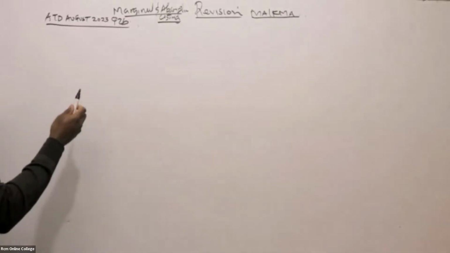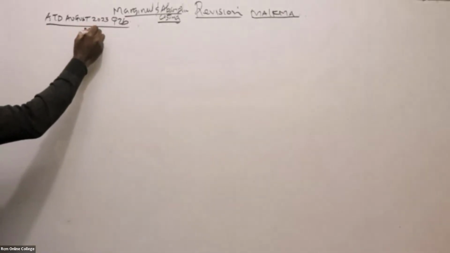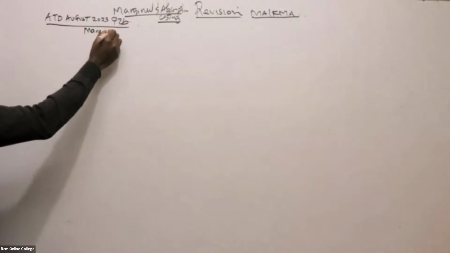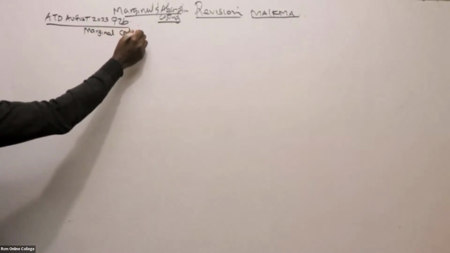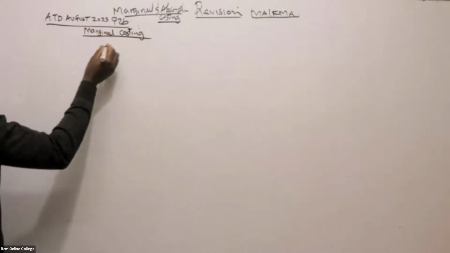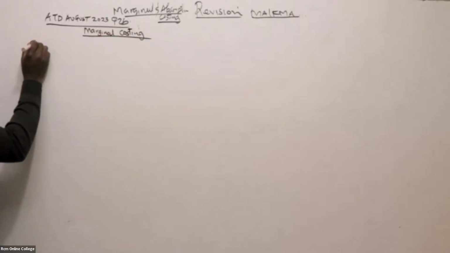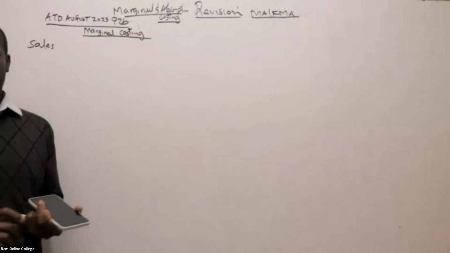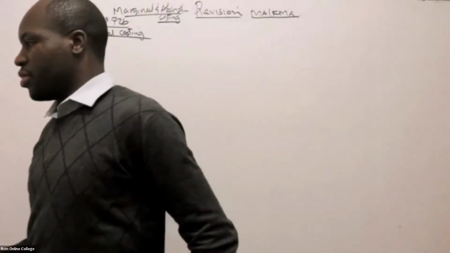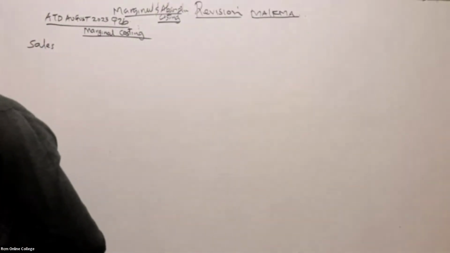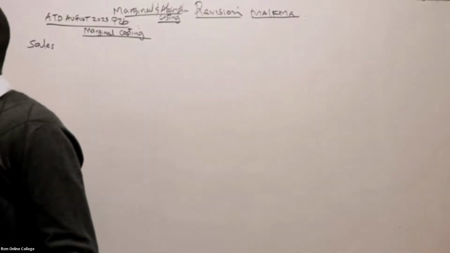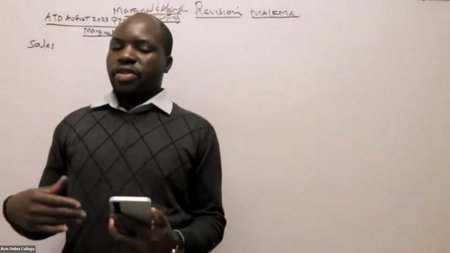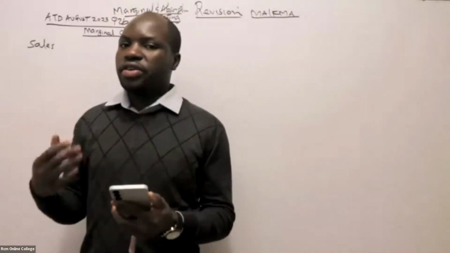So let's start with marginal costing. Let's look at sales. For sales, the question is available in the link provided in the group description. I hope all of us have been able to access that. Good.